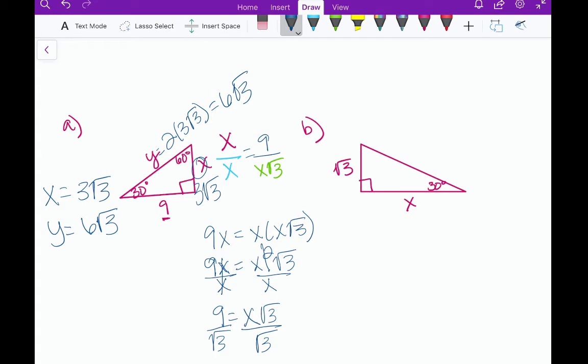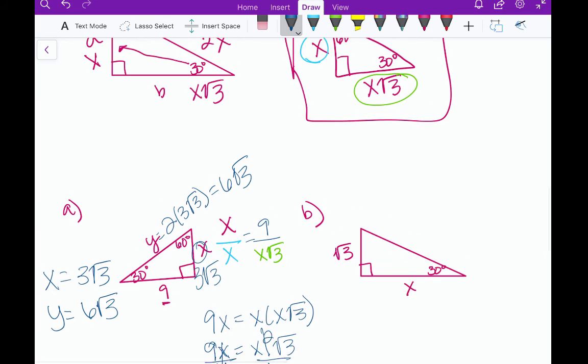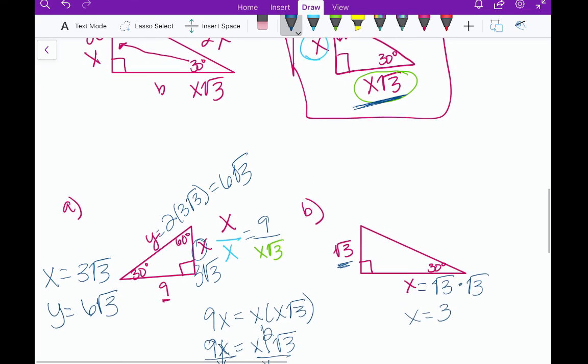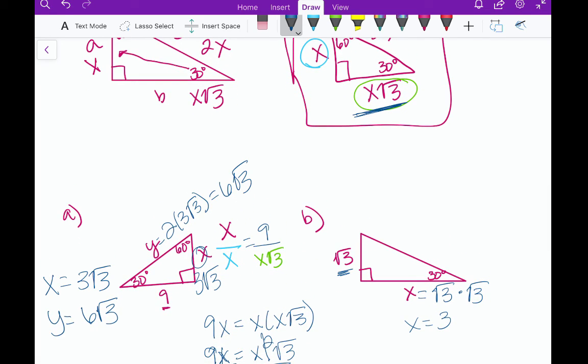All right, looking at our next problem, we know that the side opposite the 30-degree angle is the square root of 3, and we're trying to find the longer leg, which is going to be x times the square root of 3. Well, what is x? This is x. So x here is going to equal square root of 3 times the square root of 3, which is the square root of 9, which is just 3. So that would be 3. And remember, just for practice, the hypotenuse is 2 times x. And again, if this is x, then this is going to be 2 square root of 3.